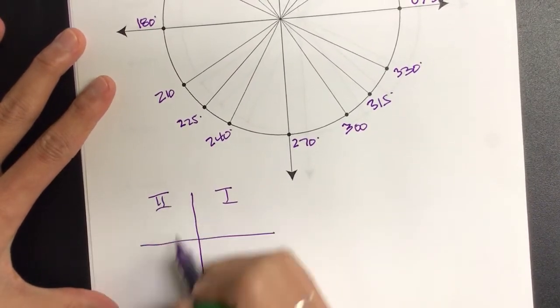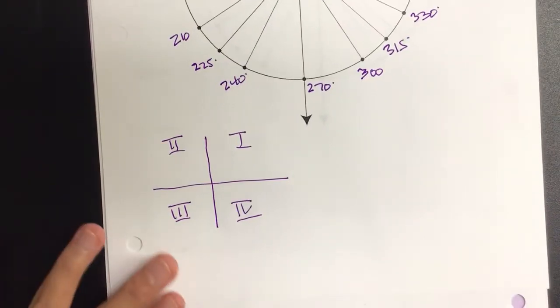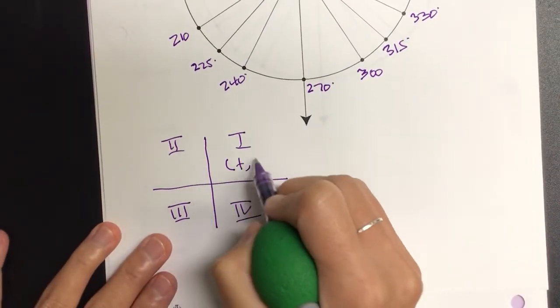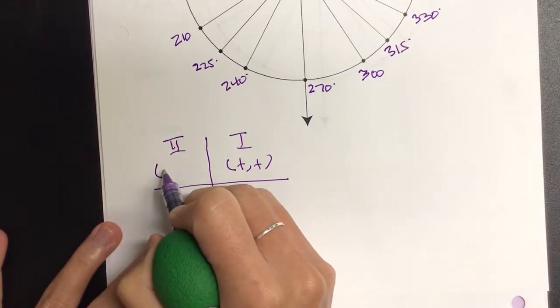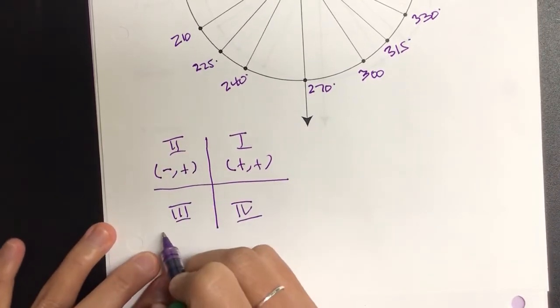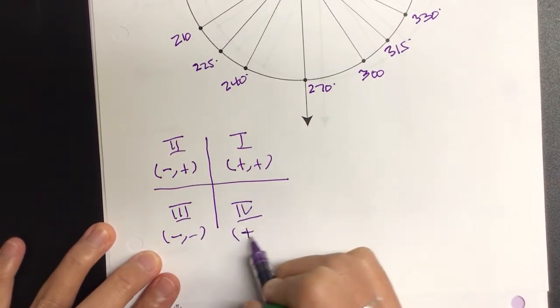Okay, on our unit circle, let's go ahead and write out our quadrants. 1, 2, 3, 4. And if y'all remember, the quadrant 1 is always positive. Is that true? What about quadrant 2? Negative, positive. Quadrant 3? Negative, negative. Quadrant 4? Positive, negative.